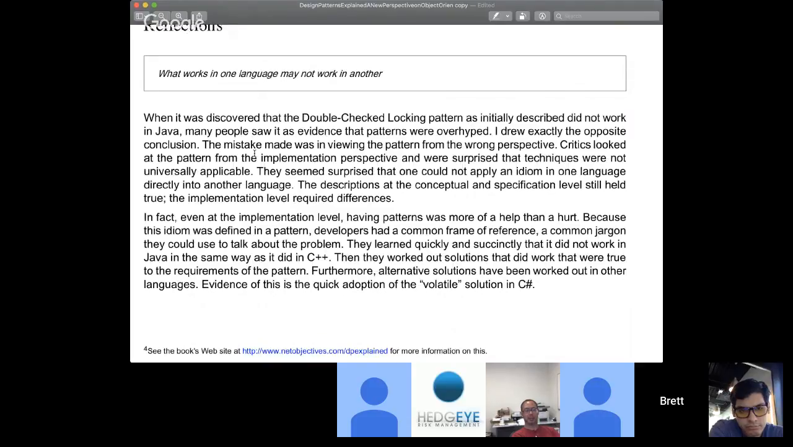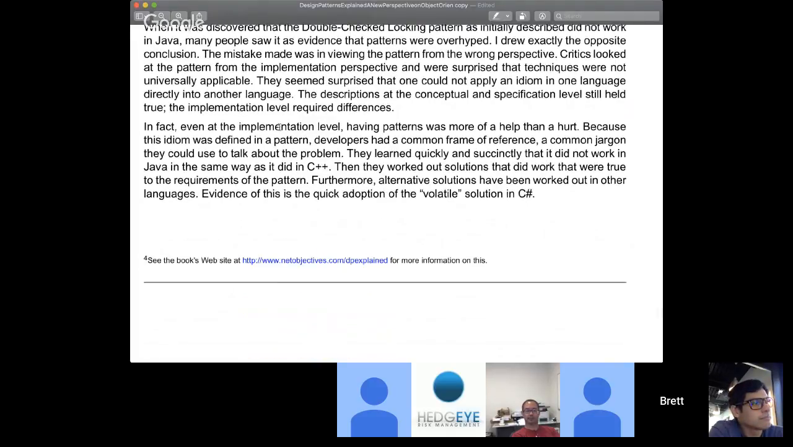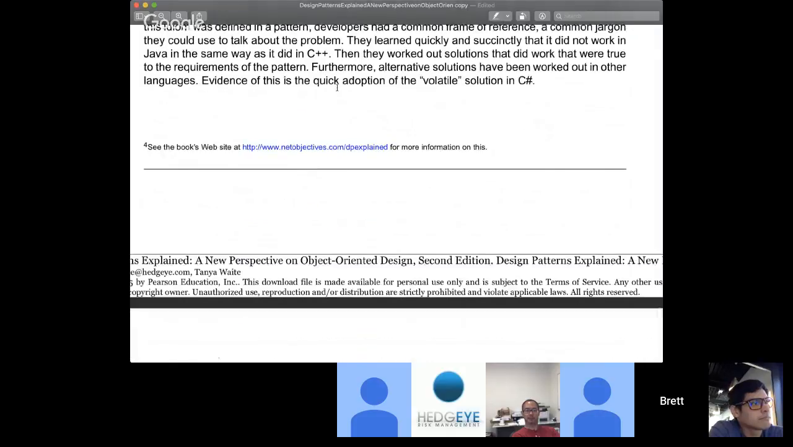So I'll finish there and just say that he mentions how some people thought that this was proof that patterns were overhyped, and how patterns should be able to be transferred from language to language very easily. He thought that wasn't the case, and he thought it was even better reasons why a pattern existed. Yeah.